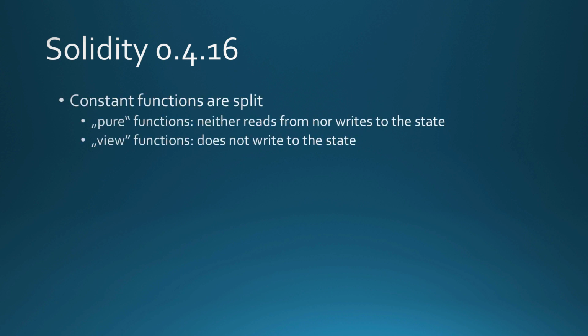One of the news is that they split up what was before the constant functions into pure functions and view functions. Pure functions are functions that are neither reading nor writing the state. So those are working exclusively with their arguments and returning something, but they are not interacting with state variables. And view functions are, at least for me, what the constant functions were before. They are reading the state, but they are not writing the state.